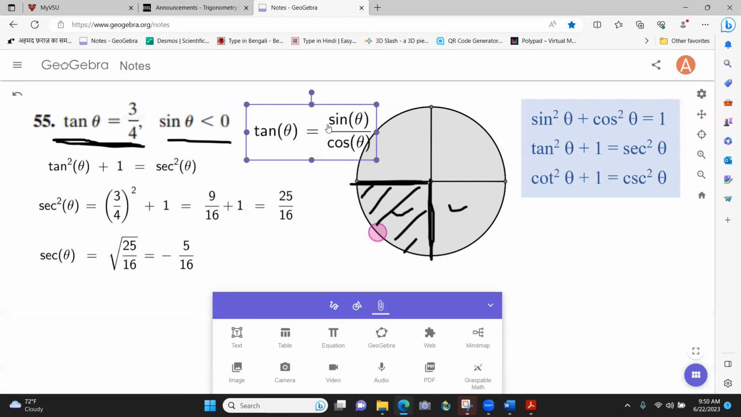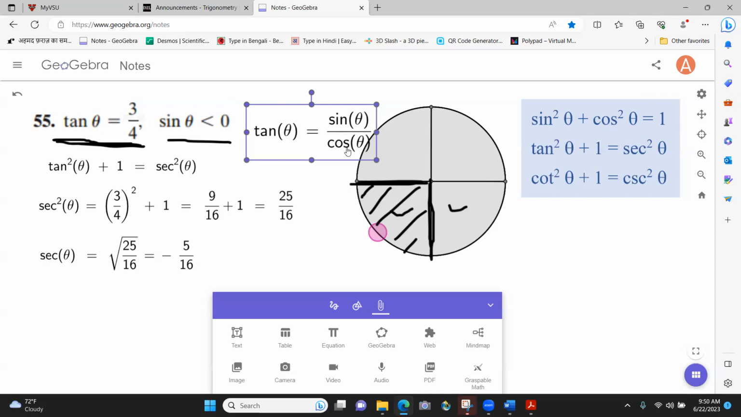Right. Okay. If sine is negative and cosine is negative, tan will be what? Positive, right? So since tan is positive, my cosine has to be negative. Okay, so now I understand why. Very good.